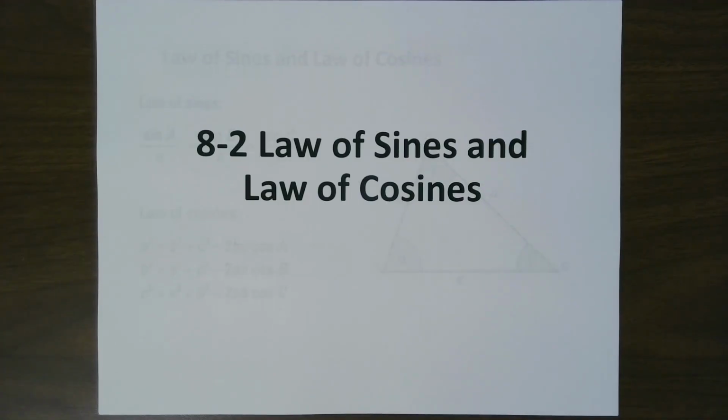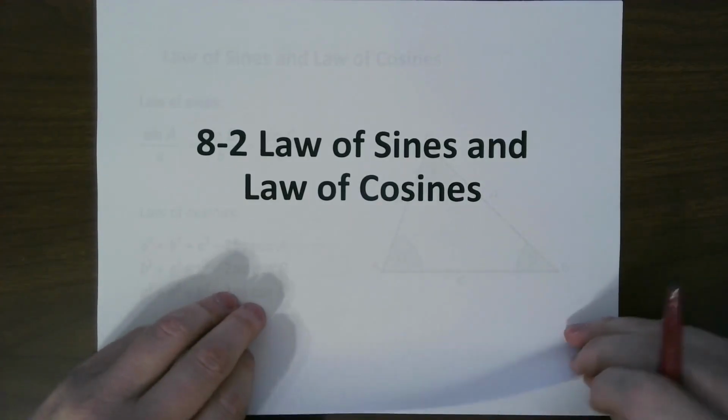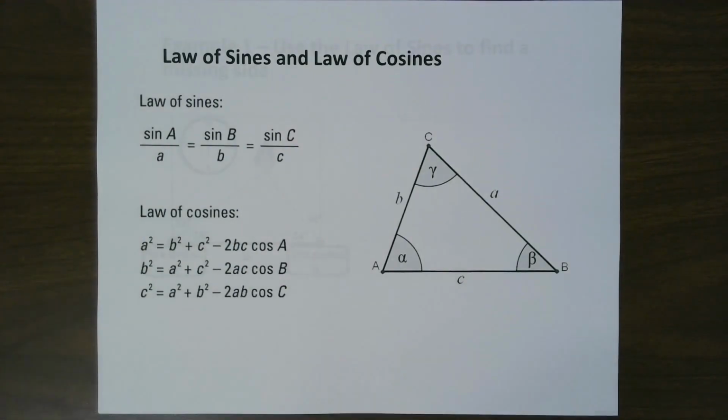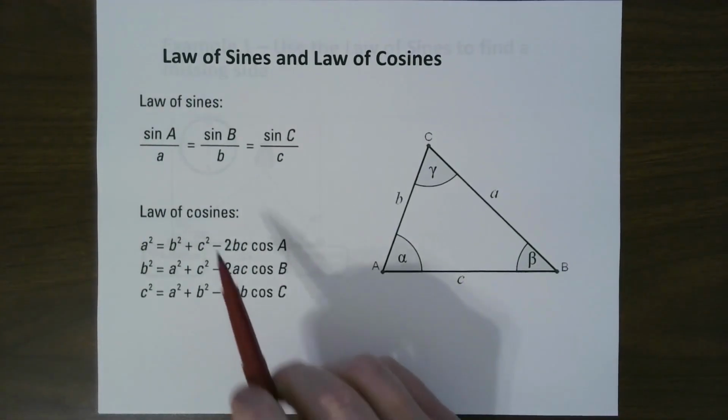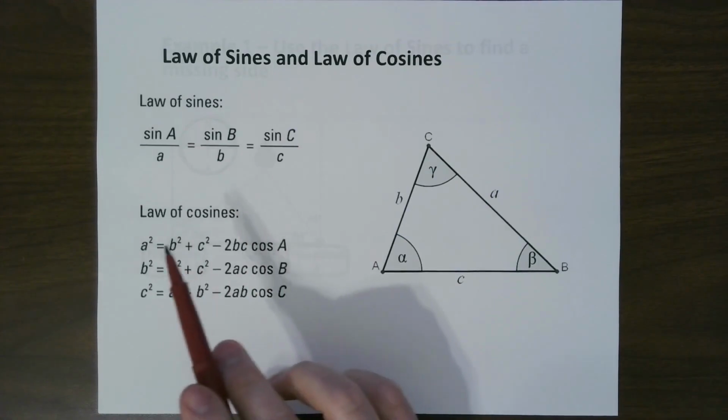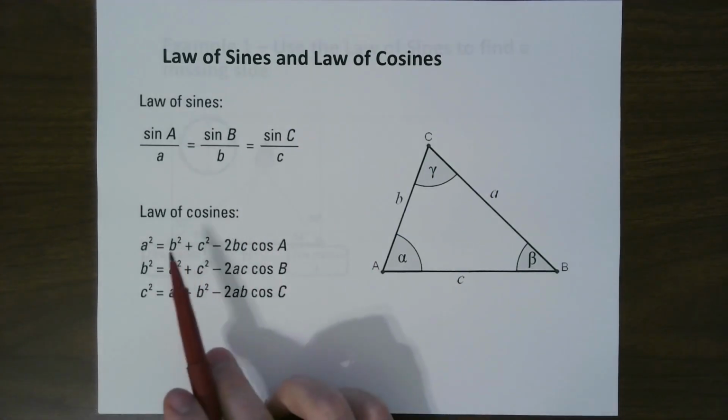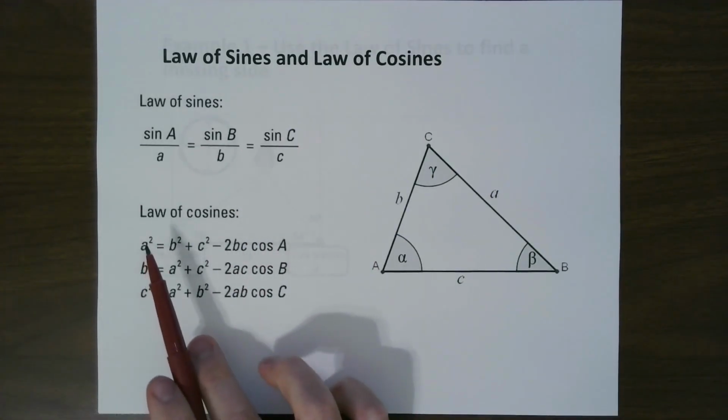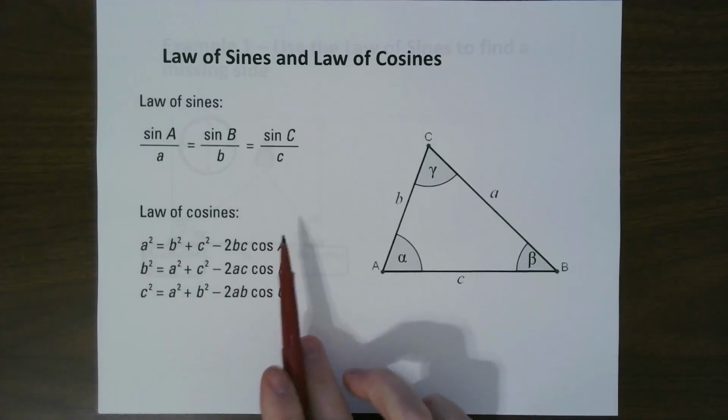Hi, today we're talking about the law of sines and law of cosines. So here are the formulas for the law of sines and law of cosines. So these are all a ratio like that, and then these are really fancy. But if you memorize one, the rest goes, because it's always the side opposite goes with it.